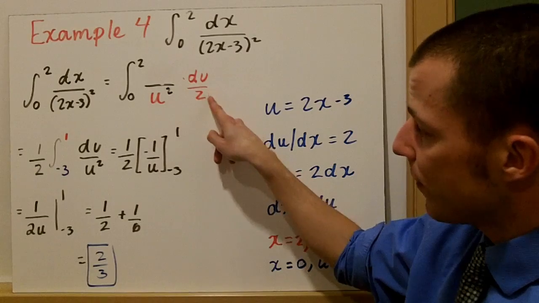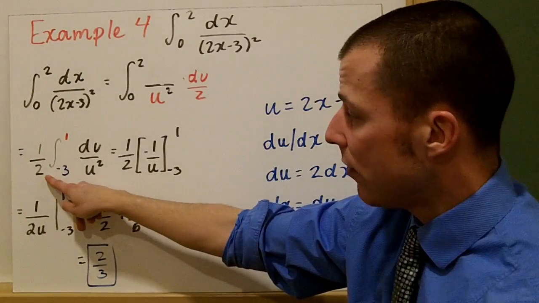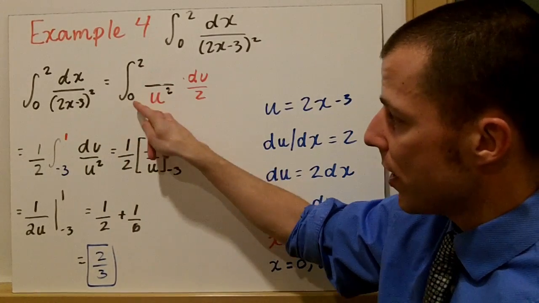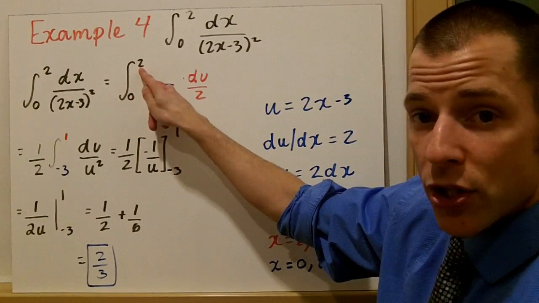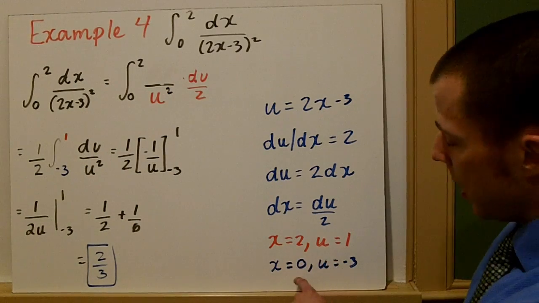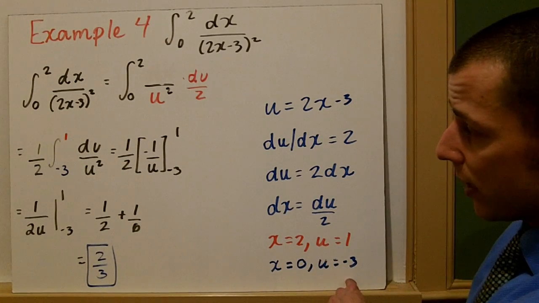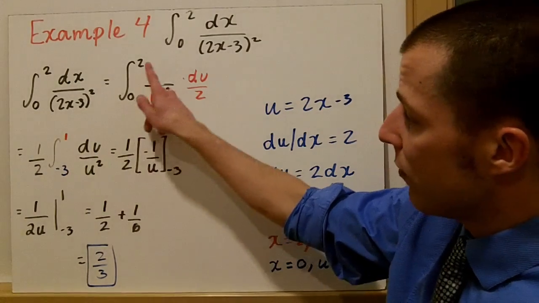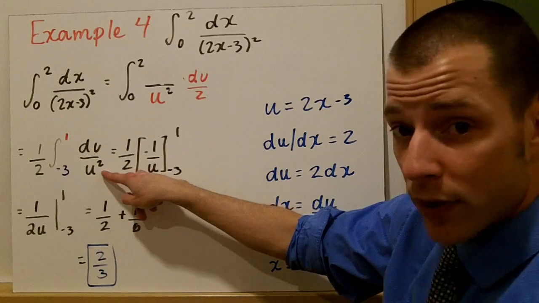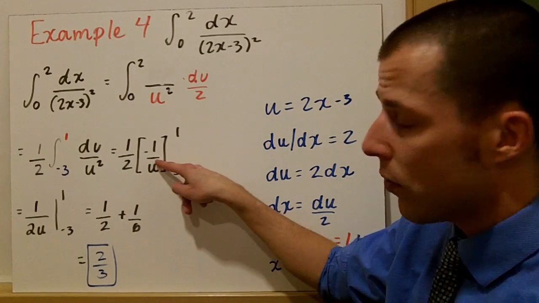Now, nothing to simplify, so I bring the 1/2 out front, and we're going to integrate from negative 3 to 1, and notice there's the switch. So I plug 0 and 2 into u, and when I plug 2 in I get 1, and when I plug 0 I get negative 3. So now I have 1 over u squared, and I'm anti-differentiating that, which gives me negative 1 over u.